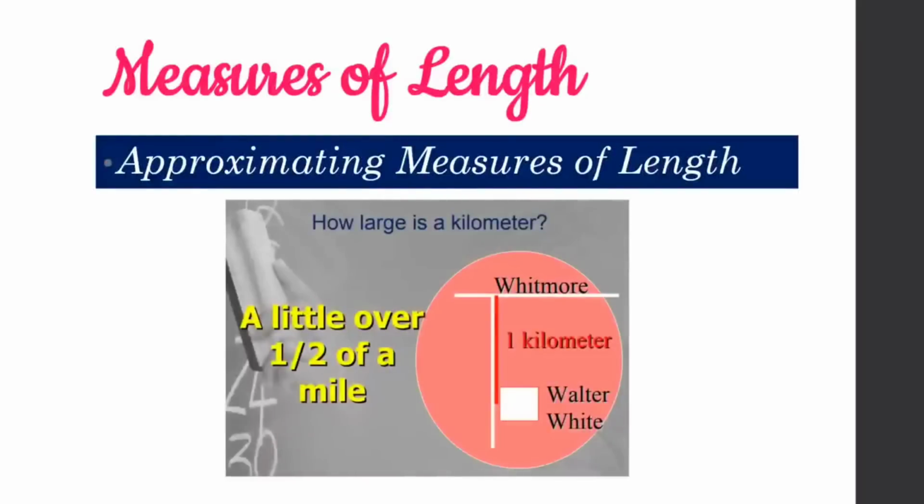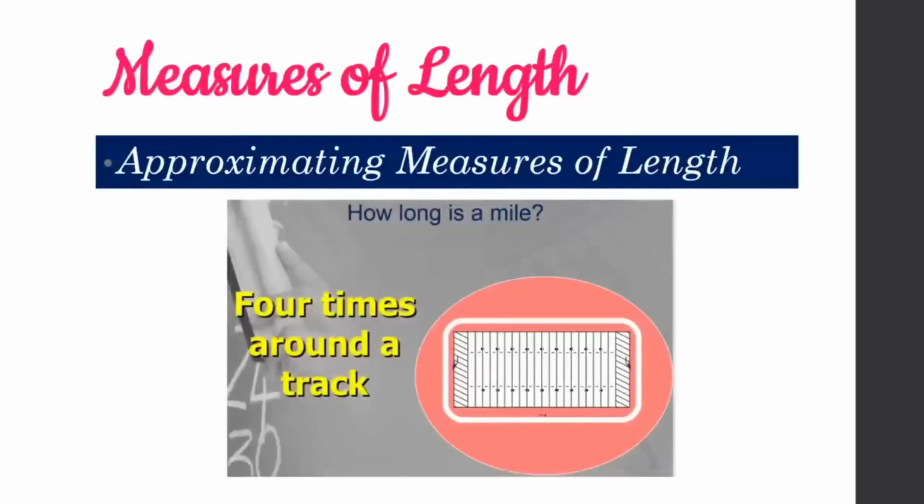As for kilometer, now that you have visualized the length of 1 meter, just think of the length of a meter stick. If you are going to connect 1,000 meter sticks, you will come up with 1 kilometer. Can you imagine how long that is? Okay, so that is the approximation of 1 kilometer. And for a larger unit, we have mile, which is approximately 4 times around a track.